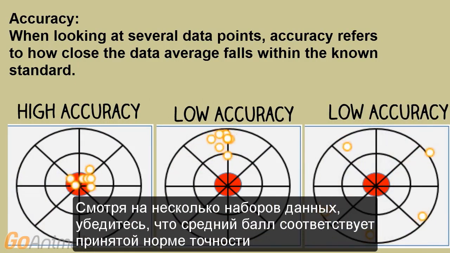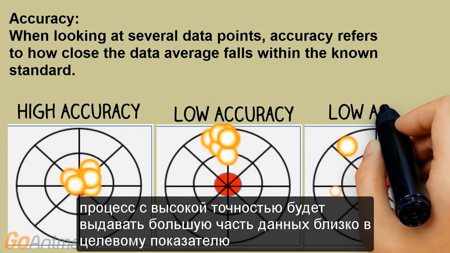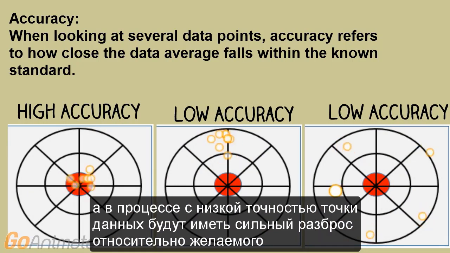When looking at several data points, accuracy refers to how close the data average falls within the known standard. A process with high accuracy will have most of the data points clustered around the target value. Whereas, in a low accuracy process the data points are away from the target value.